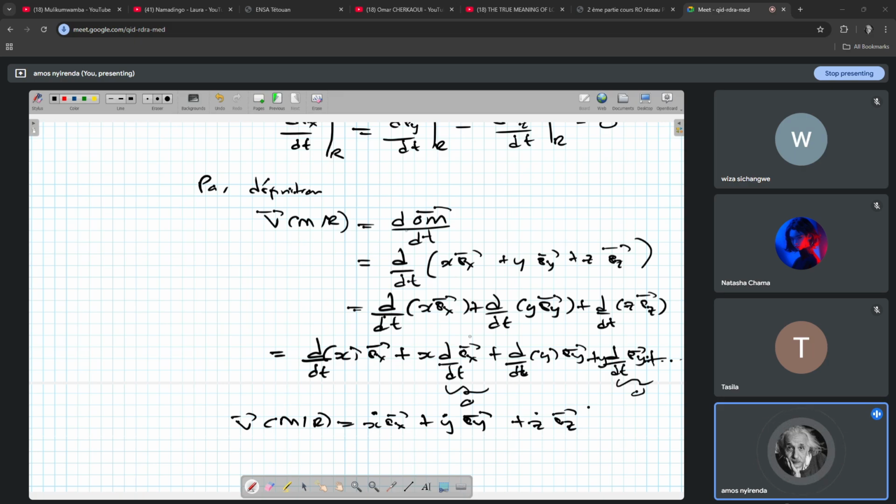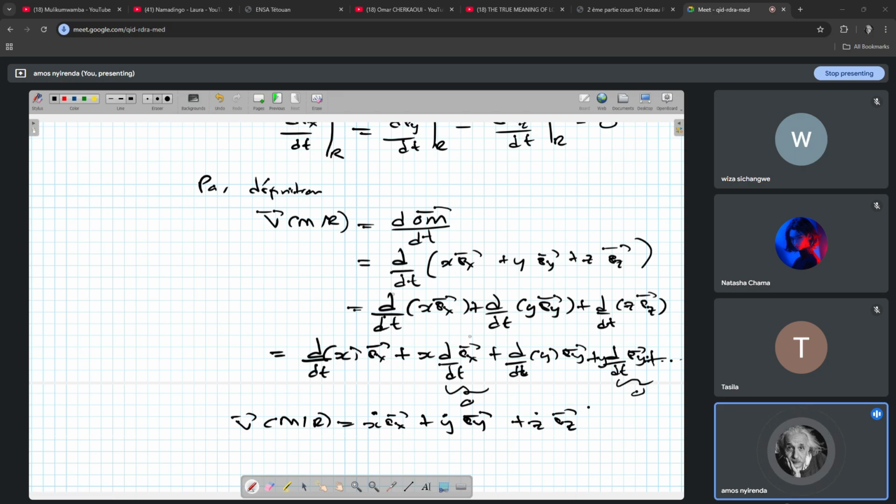So here, to be precise, x is a scalar function, X is a vector. Same, y is a scalar function, Y is a vector. Z is a scalar function, Z is a vector. But it's a product of two functions: a scalar function and a vector function. Okay? So we apply the product rule.